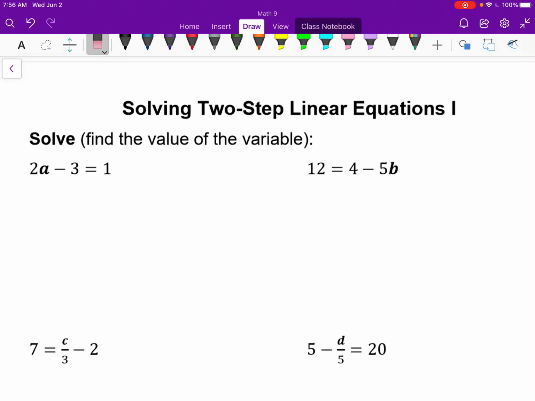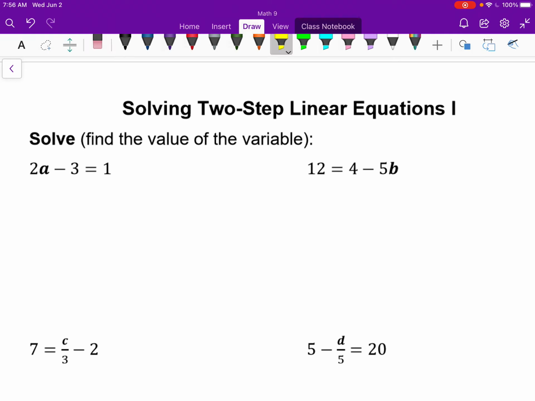All right, so this is the first of a couple lessons. Well, it says solving two-step linear equations. I don't want us to get too hung up on it. It has to be 2 steps, but generally these equations can be solved in 2 steps, but we don't need to be locked into that. There's always countless ways of solving an equation.